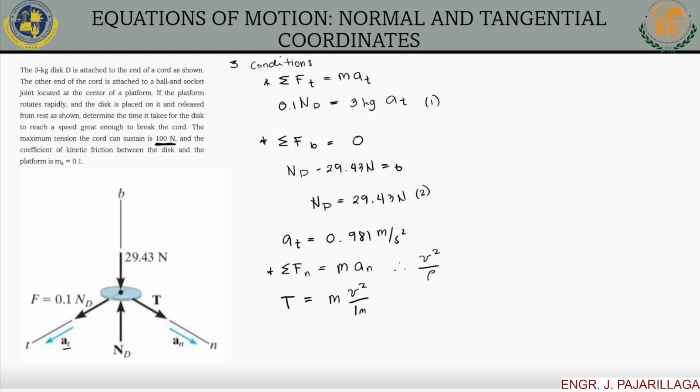Sabi natin, sabi ng problem, hindi dapat ma-exceed yung 100 Newton. So, this is 100 Newton. And we want to get the critical value, v_cr. Okay? This is the most critical value of our velocity. Kasi kapag na-exceed natin yung value ng v_cr na to, we will exceed the 100 Newton allowable tension. Okay? So, our mass is 3 kg, v_cr squared over 1. Therefore, in our case, we get the value of v_cr is equivalent to square root ng 100 over 3.